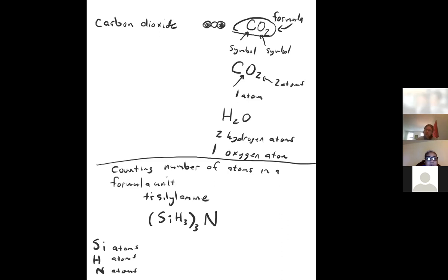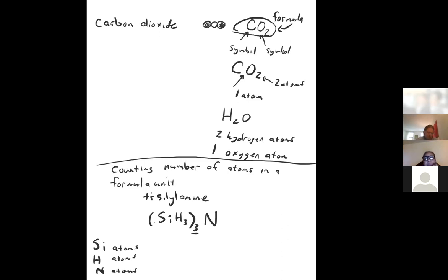So notice those parentheses. The parentheses are important. The parentheses are written there as a shorthand notation to tell you that everything that's inside the parentheses, there are 3 of them. There's 3 of everything that's inside the parentheses. So it's (SiH3)3N. So let's go through it.